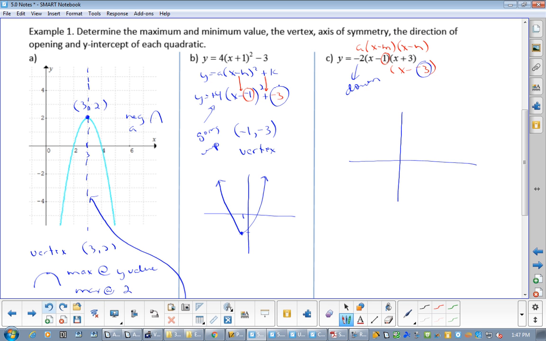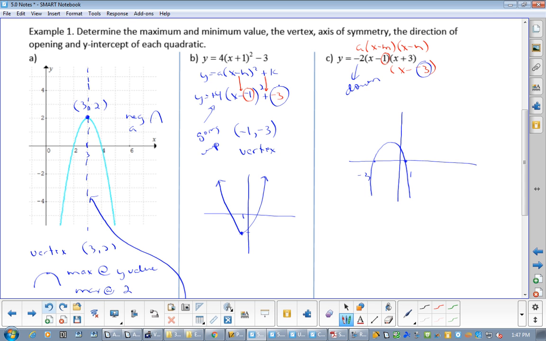Negative 3. So my two intercepts are at 1 and negative 3. And I know it's going down, so it's going to look something like this. Oops, that was horrible. So it's something like that, right? Again, I don't want to get into too much more detail about that stuff.